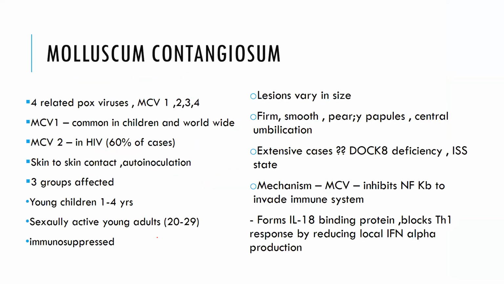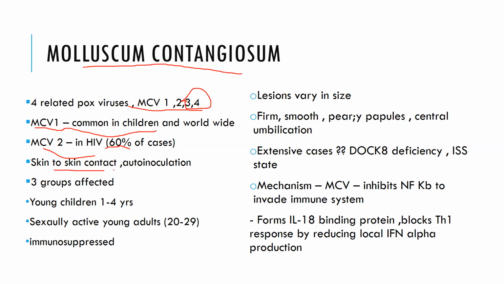So we can continue to the next one that is usually common, unless every practitioner has seen molluscum contagiosum. But now in this video, we shall highlight how do you manage it. So molluscum contagiosum is a group of viruses, number one up to four. And usually molluscum contagiosum virus number one is common in children and worldwide. And then two is usually common in people living with HIV, contributing to up to 60% of the cases. Then 3 and 4 has been reported in transplant patients.